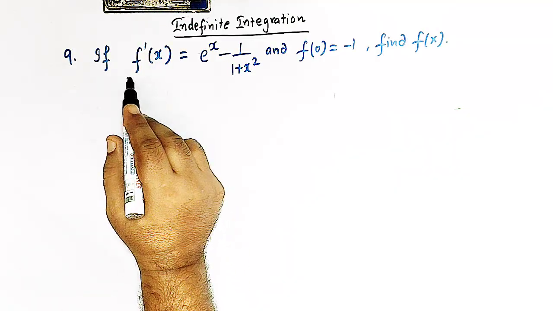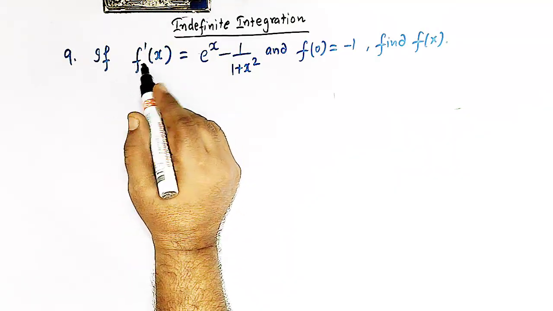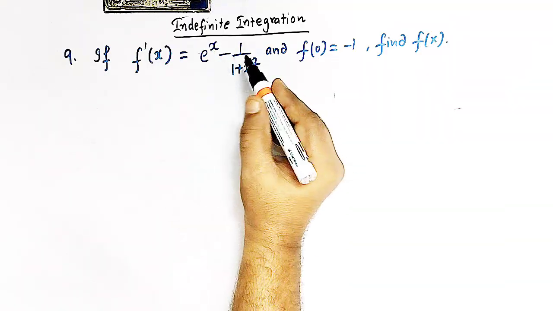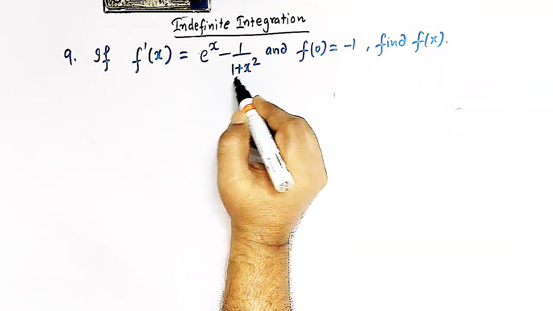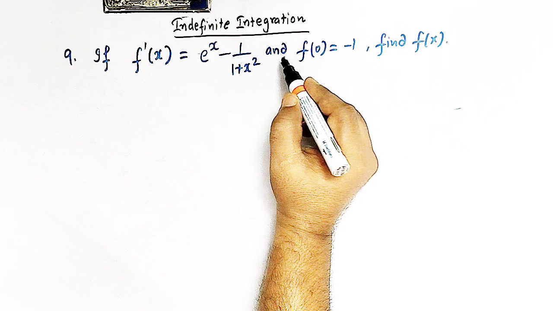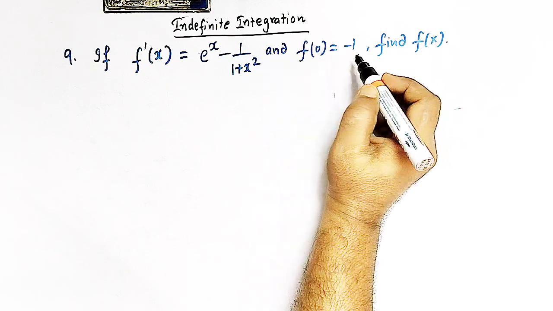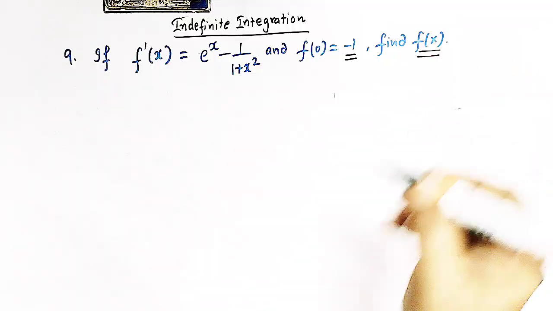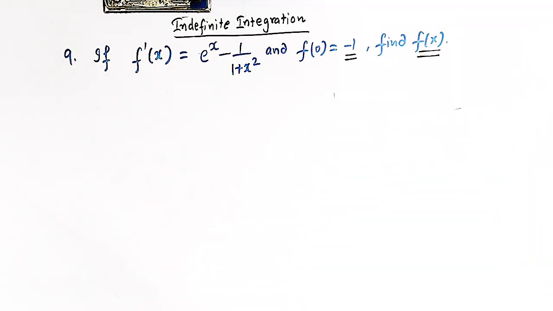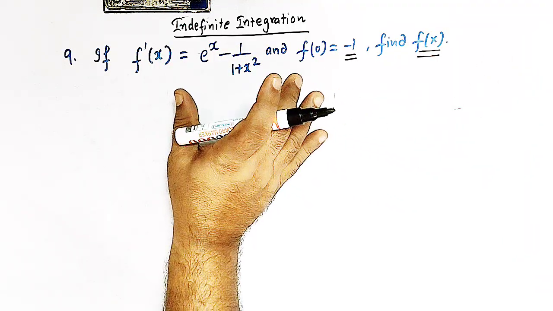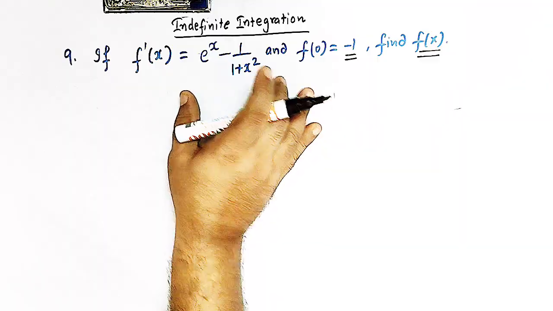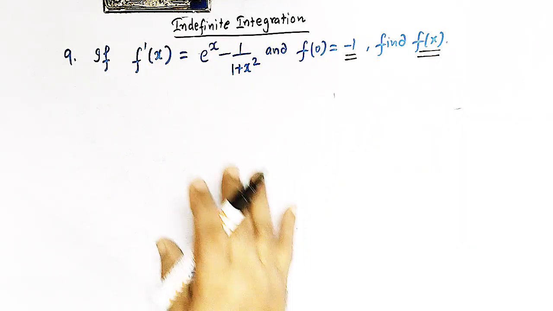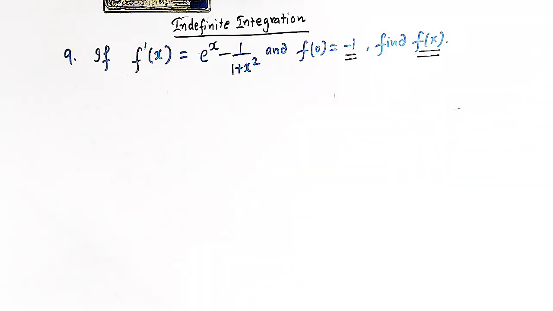Now consider this problem. Here we are given f prime of x is equal to e raised to x minus 1 over 1 plus x square, and f of 0 is given as minus 1, and we have to find the function f of x, right? So here we are going to make use of the definition of indefinite integration to solve this problem.